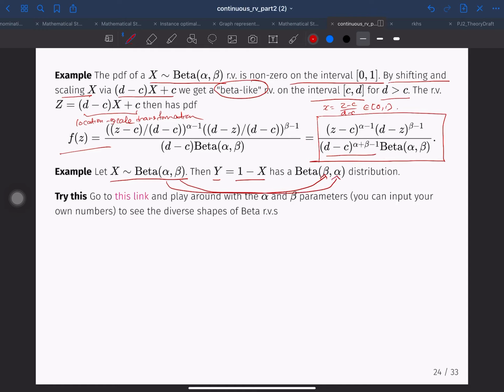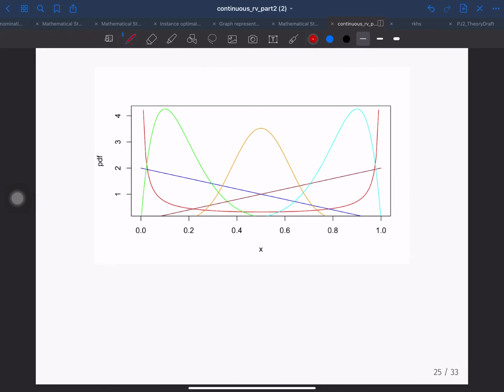So try to go to this link, so you can click on the link and play around with the values of alpha and beta parameters. You can input your own numbers to see the diverse shapes of the beta random variables. So for example, let's consider here, these are the shapes of the PDF for several choices of Beta(alpha, beta) random variable. So this blue line here is alpha equal to 2, beta equal to 1.